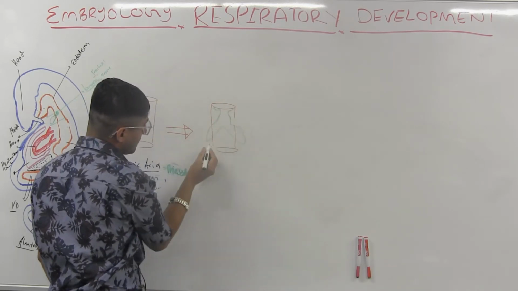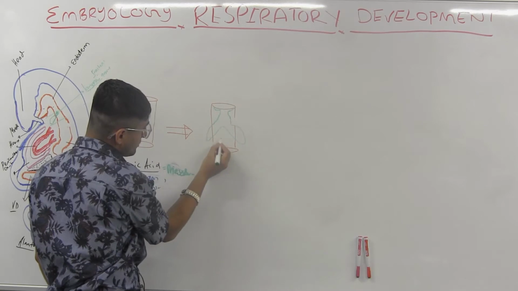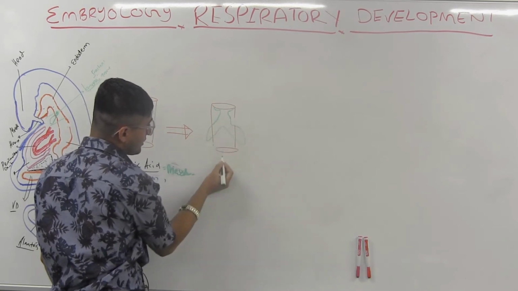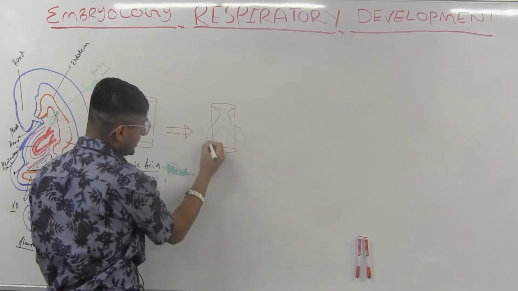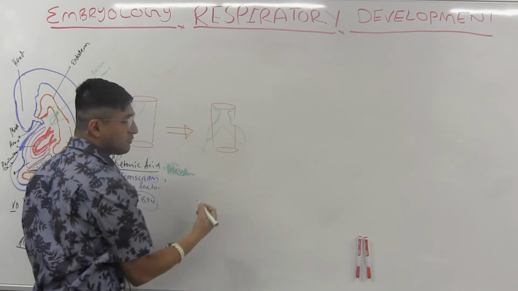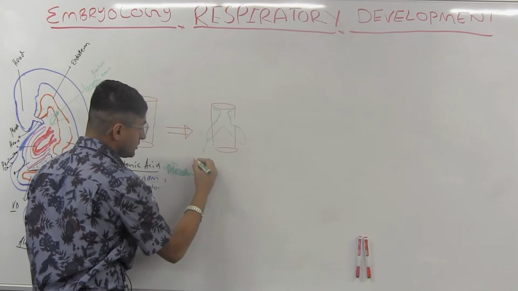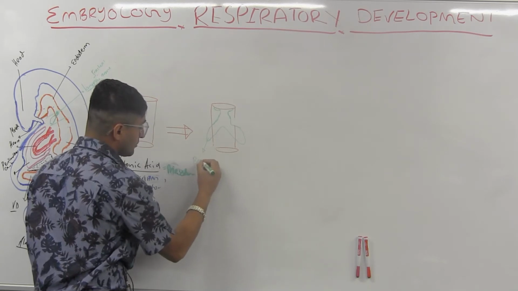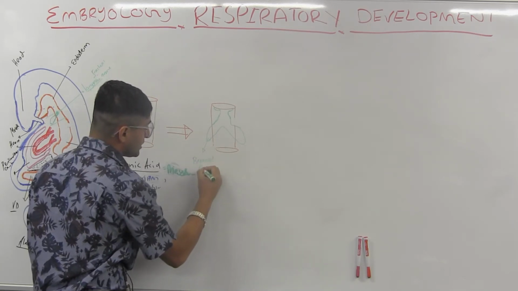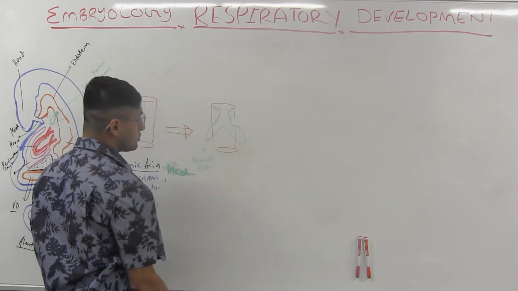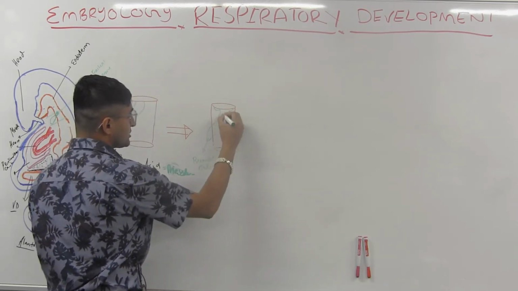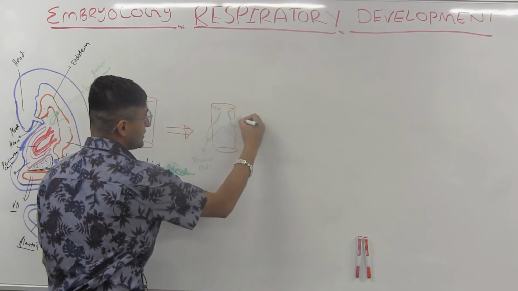So now as this elongates, it divides into two, a bifurcation you get to see, and this bifurcation we call the bronchial buds, or they also call them lung buds. The two bronchial buds you get to see. And obviously, this part is going to be your trachea, right?